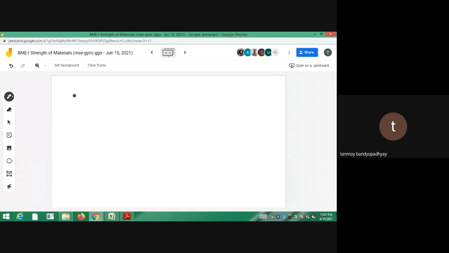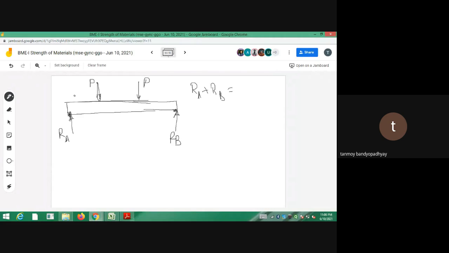So I am having a beam like this. So here, look, there is a load P. Here I am having a load P, right? Here I am having two supports actually. So there will be certain reactions. Let us call them RA, and this reaction RB. So what will be RA plus RB? If I write the statics equation, RA plus RB will be equal to 2P.